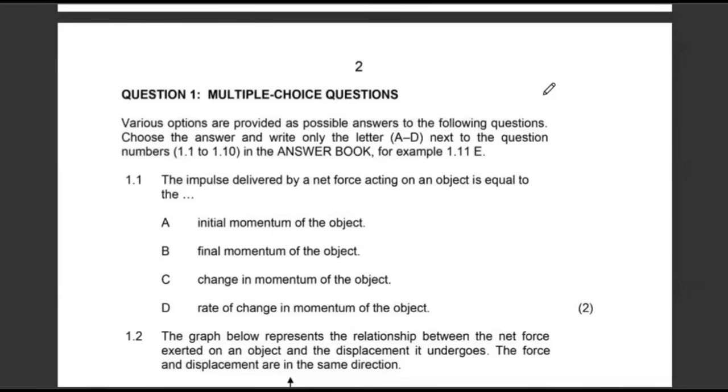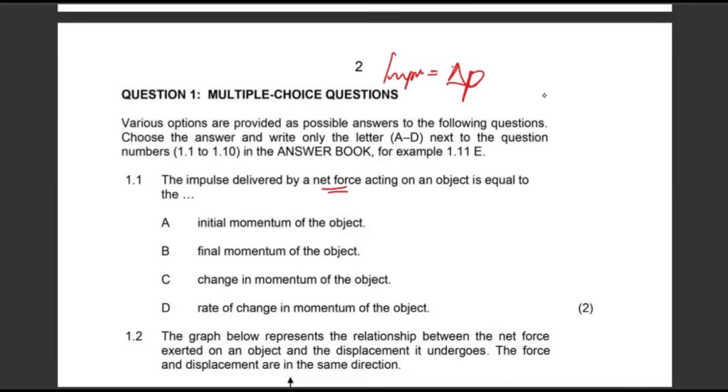They're telling us that various options are provided as possible answers. For the following questions, you must choose the answer and write only the letter A to D next to the question number. So question 1.1. They are telling us that the impulse delivered by a net force acting on an object is equal to the impulse delivered. So we know that impulse is also the change in momentum. The change in P is the same as the impulse.